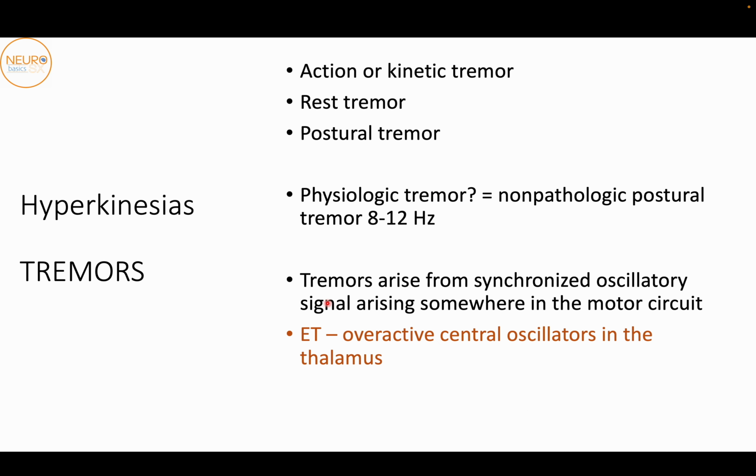Now, tremors have been found to arise from the motor circuit as we discussed, but this is because of a synchronized oscillatory signal. There is a signal which is abnormal happening within the motor circuit, and because of this, there are these tremors. Now, ET has been particularly found to be arising because of central oscillators in the thalamus.